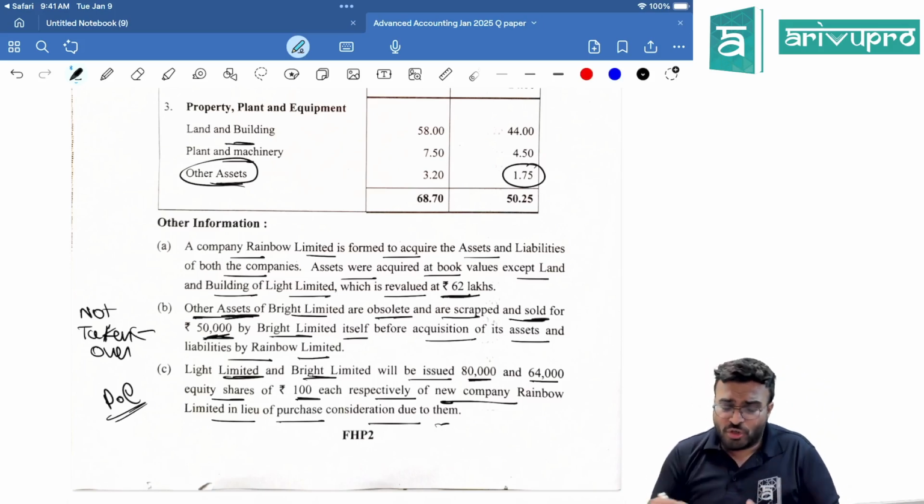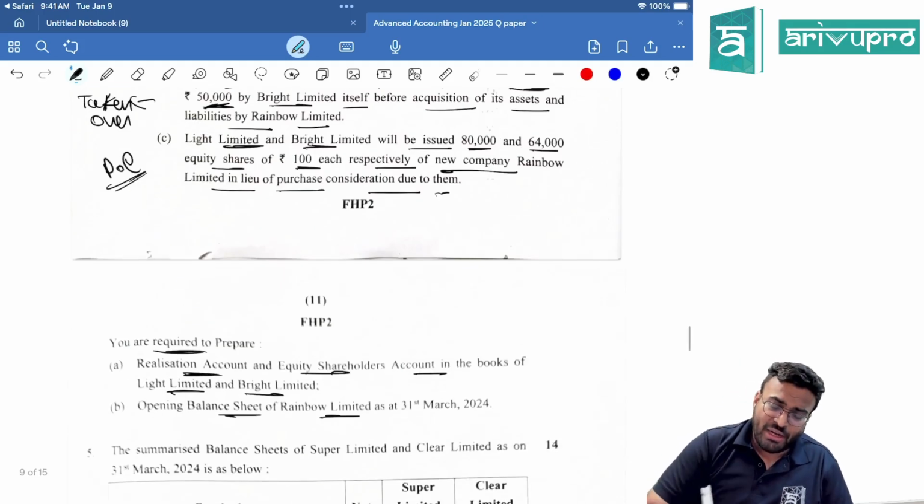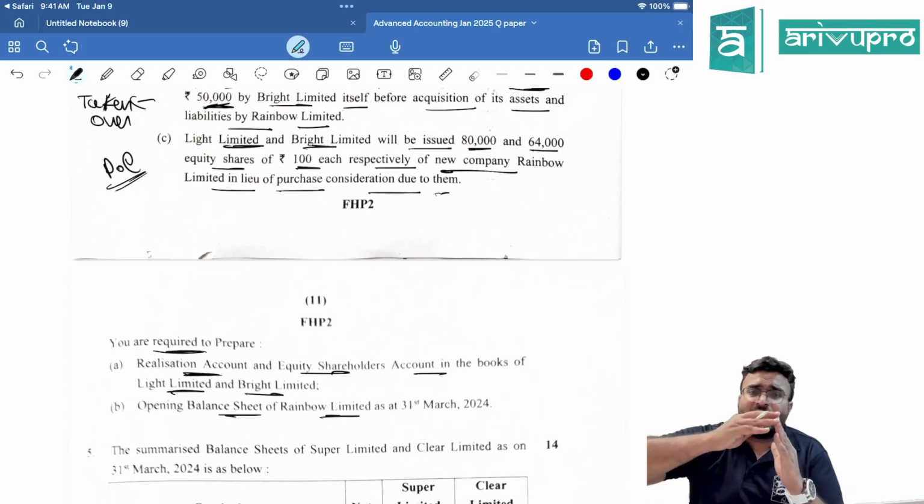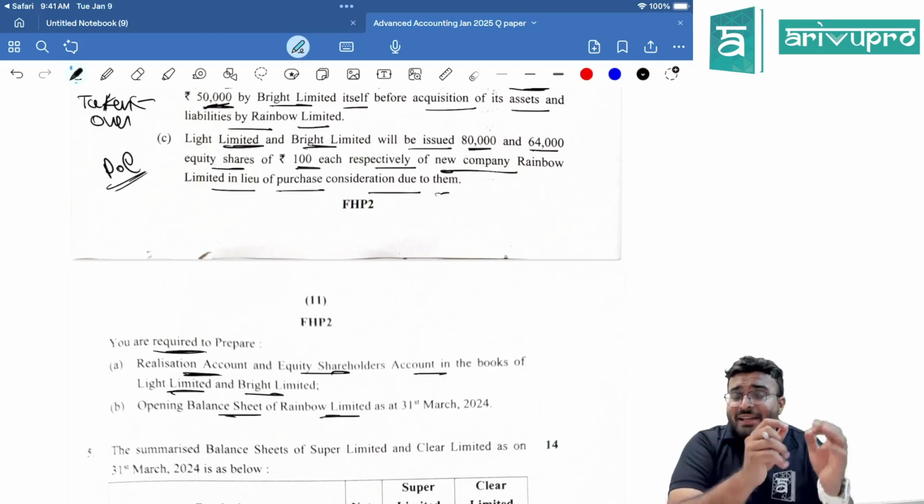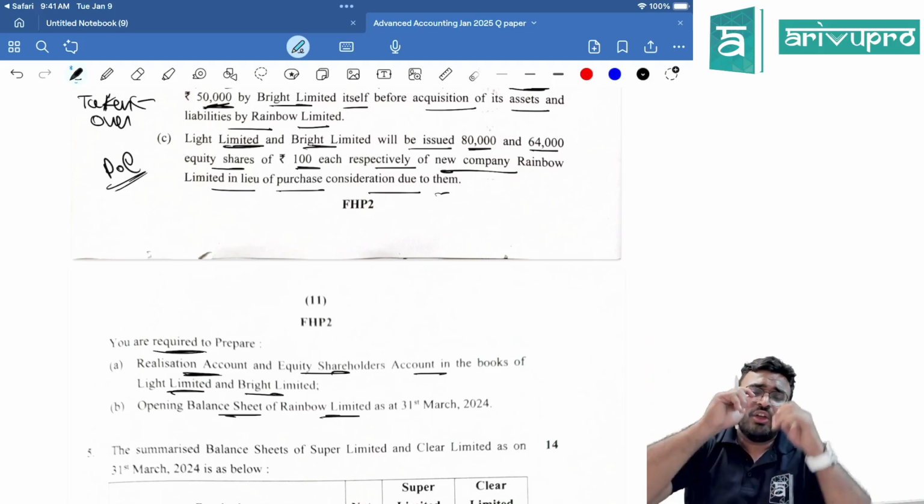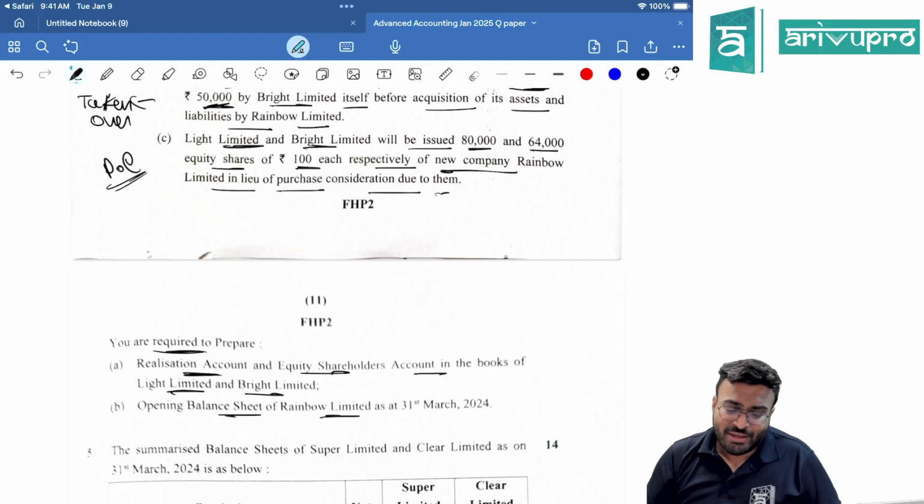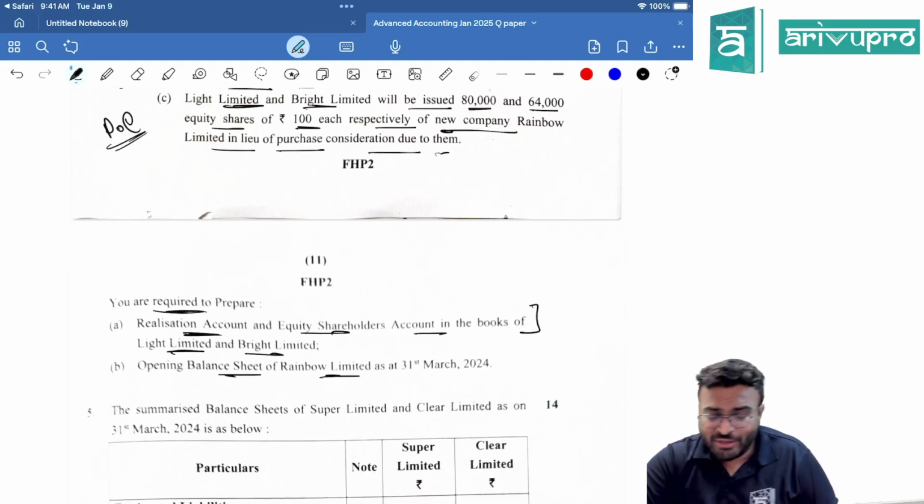So first you have to close both the books, realization account and equity shareholders account. When you are in Bright Limited, what happens? All the assets and liabilities taken over are transferred to realization account. Other assets are not taken over, so that other asset will not be transferred to realization account. You will sell it and only the profit or loss will go to realization account. Is this clear, guys? This is one thing that you have to be very careful about.